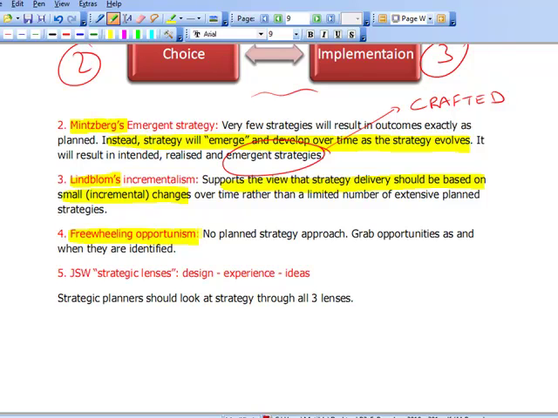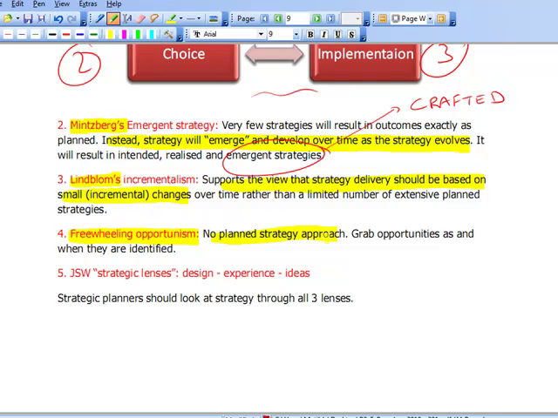You do not have a plan. You don't have objectives, you're just freewheeling. The business is freewheeling, and it will take advantage of opportunities as and when they occur. So, no planned strategy approach. You grab opportunities as and when they are identified. So again, generally these should be avoided. Freewheeling opportunism is not the best method.